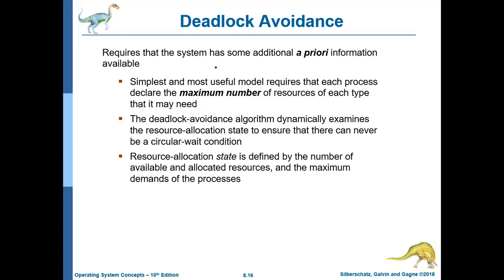It requires that the system has some additional a priori information available. But the system should have some prior information that we are going to have this kind of a statement in a few milliseconds. The simplest and most useful model requires that each process declare the maximum number of resources of each type that it may need.